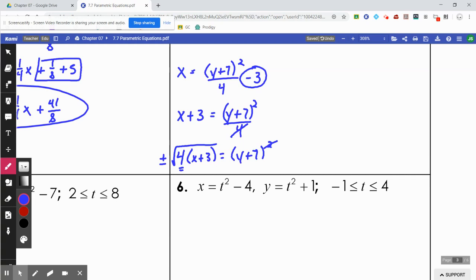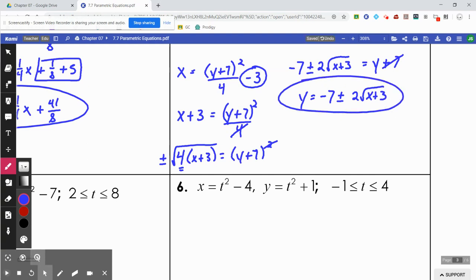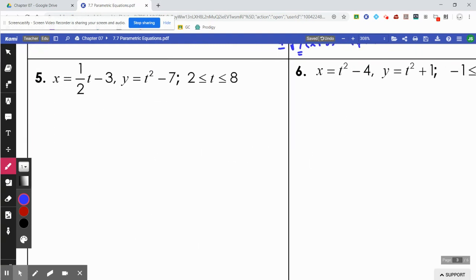So you now have plus and minus the square root of 4, which is going to be 2 root (x plus 3), if you go ahead and simplify that, equals y plus 7. And then the very last step, to get rid of plus 7, we just have to do minus 7 on the other side. So you have y equals negative 7 plus and minus 2 root (x plus 3). There you go. Okay, number 5.